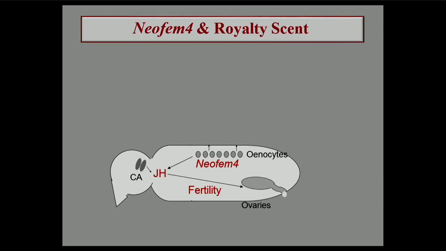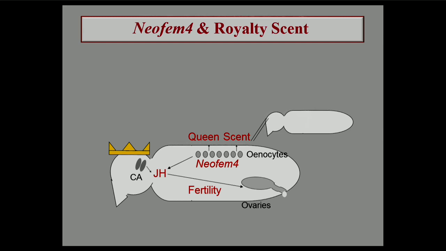From this, we could come to the following model for NeoFEM4 and the royalty scent in Cryptotermes secundus. NeoFEM4 is involved in producing the royalty scent, and NeoFEM4 somehow interacts with the JH titer. The JH titer is important for the fertility of the queens. Via this internal network, the queen scent is produced, and it distinguishes a reproducing individual from a non-reproducing individual, and it probably also characterizes the fertility.